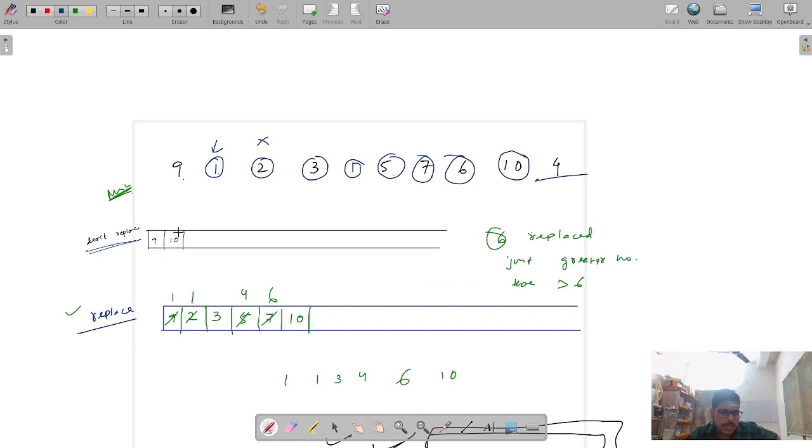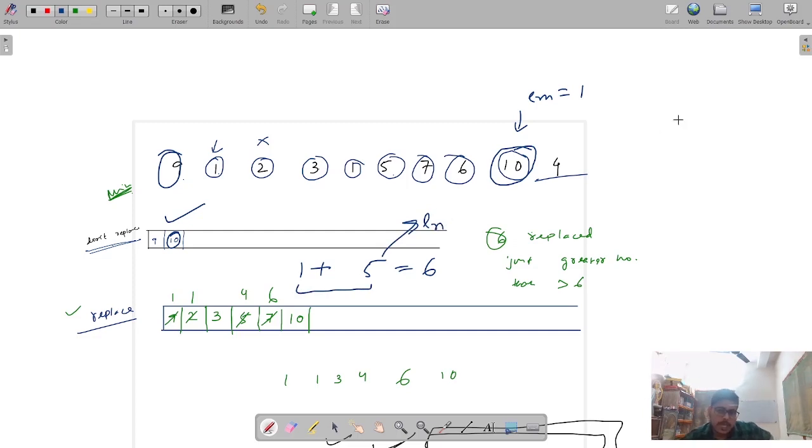See here, I get only one element. As there is only one element, this is my m actually. m is actually one, because I get only one element which is greater than 9. This is the case. But as I replaced by 1 here, I get extra 1, 2, 3, 4, 5. I get extra 5 elements. So this is actually my n. So if I replace, I will get m plus n elements.